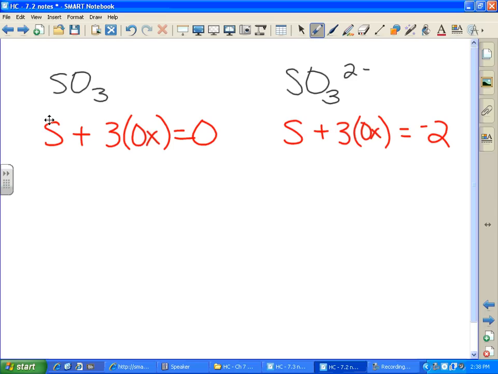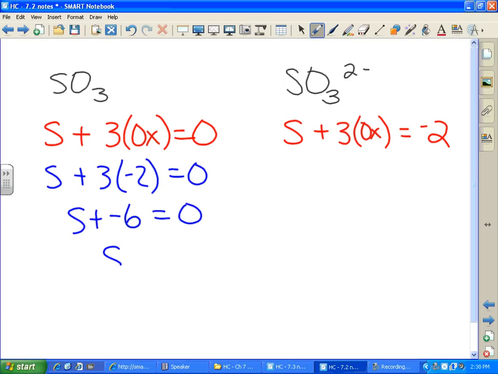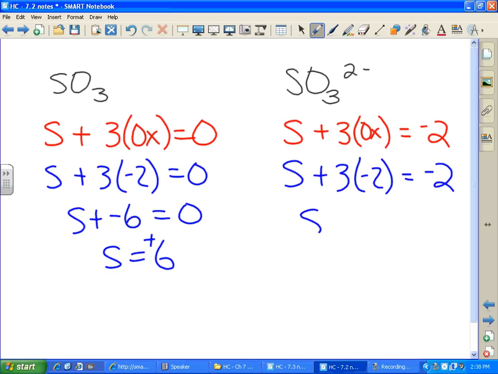So if we go through these and again solve for S, we know the oxidation number for oxygen is a -2 based upon its rules. So going through and solving these, again, you can follow along in the algebra here.